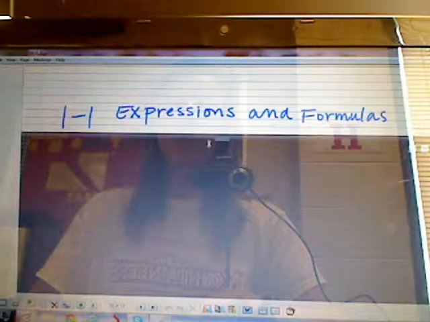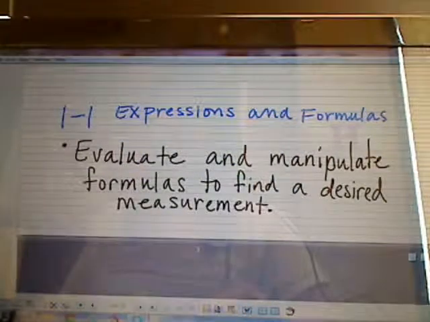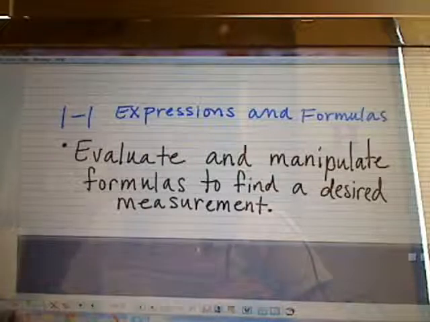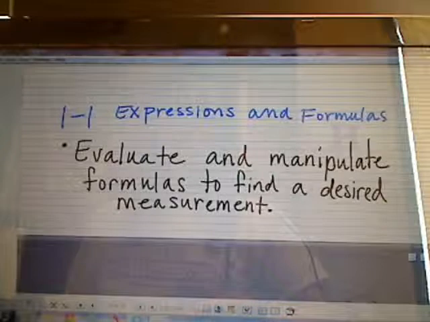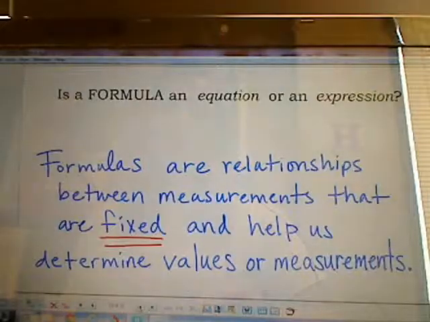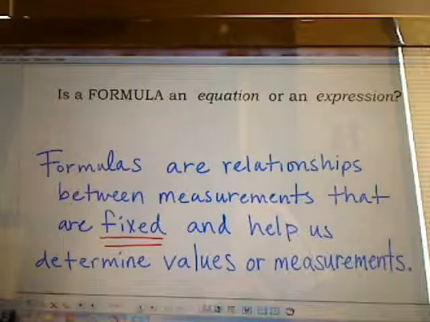So when we get to formulas, we're going to evaluate and we're going to manipulate formulas together to find a measurement, a desired measurement. So the first thing we need to do is decide what formula we're going to need to find what we're looking for. Then we need to know what information we have, and then what we need to find. So those are questions we have to ask ourselves. Also, is a formula an equation or is it an expression? You know, we have formulas that are relationships between measurements that are fixed. They are unchangeable, and they help us determine these values and measurements.